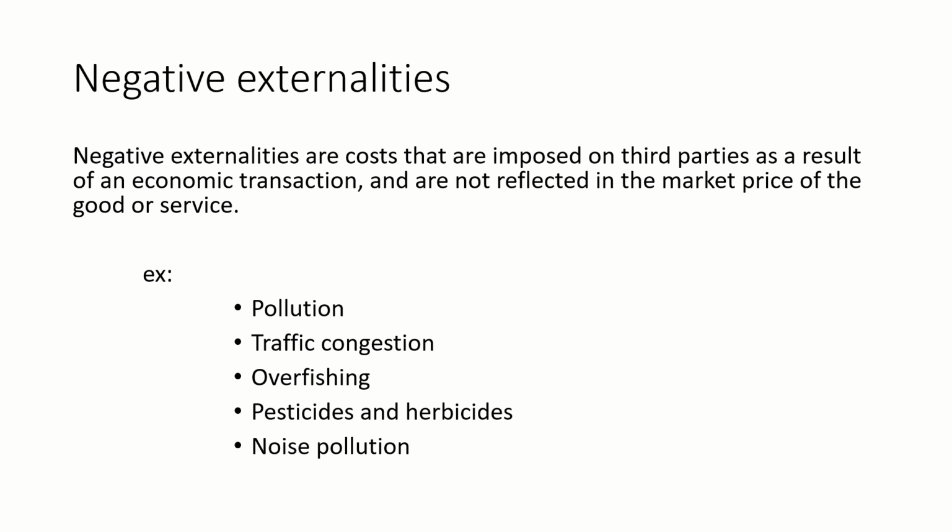Pesticides and herbicides. The use of pesticides and herbicides in agriculture can harm the environment and wildlife, and also pose risks to human health. The cost of these impacts are not reflected in the market price of the agricultural products, creating a negative externality. Noise pollution. Noise pollution from sources such as construction sites, transportation and entertainment can impose costs on nearby residents and negatively impact their quality of life. The costs of this pollution are not reflected in the market price of the activities that generate the noise, creating a negative externality.